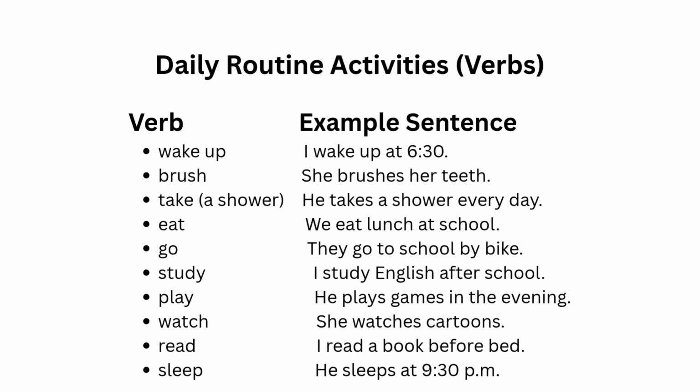Now, let's look at some common daily routine activities and how we use them in simple present tense sentences. I've prepared a quick chart to show you some useful verbs and example sentences. Let's go through them one by one. The verb, wake up: I wake up at 6:30. We use the base verb with I. Next is, brush: she brushes her teeth. Notice we add es because the subject is she. Take a shower becomes: he takes a shower every day. Again, we add s to the verb take for he.